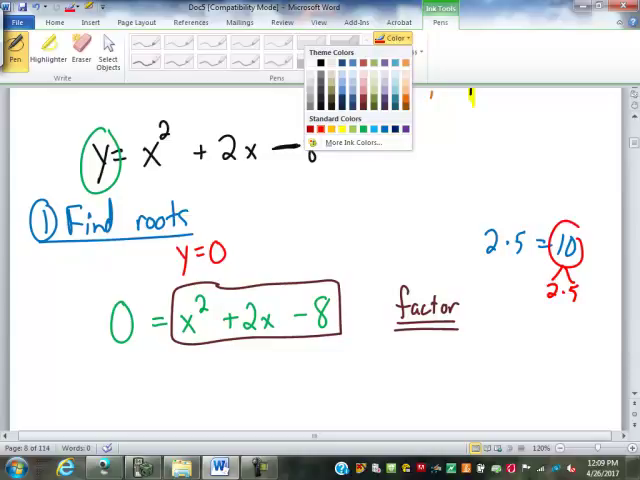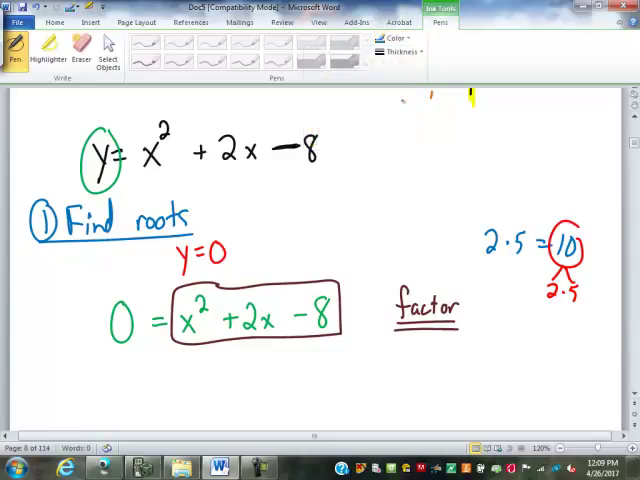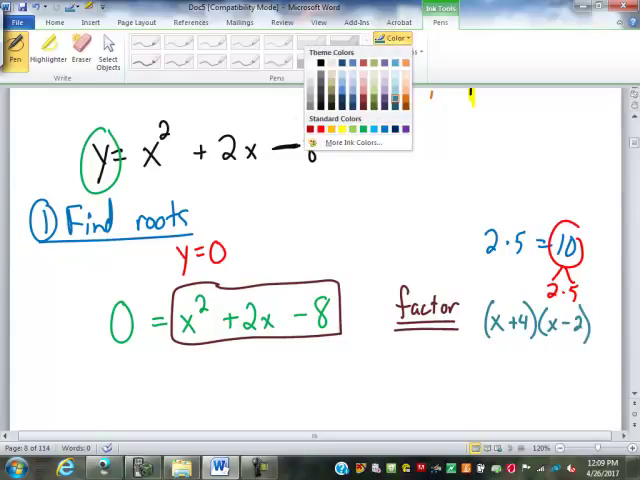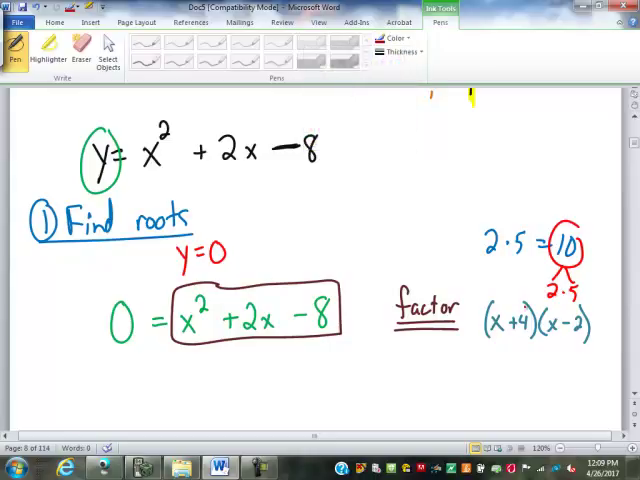When we're talking algebraically, with algebraic numbers, we might have x plus 4 times x minus 2. And back in unit 1, we multiplied those out. We did x times x is x squared. X times negative 2 is negative 2x. 4 times x is 4x. 4 times negative 2 is negative 8.